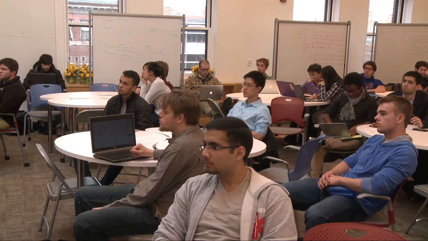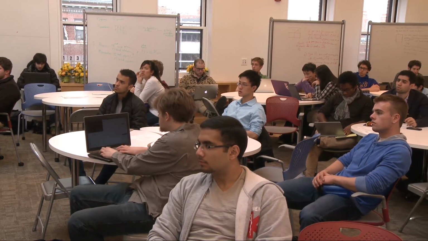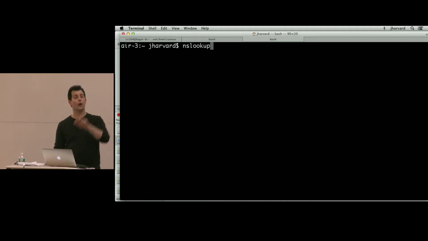How would I figure out where in the world canvas.harvard.edu lives? Or maybe more specifically, what's its IP address? How can we figure that out? Yeah? Aren't there command line tools that can trace all the different IP addresses for the routers that pass through, and you can see the end ways? Absolutely. So that's actually an answer to a couple of questions there.